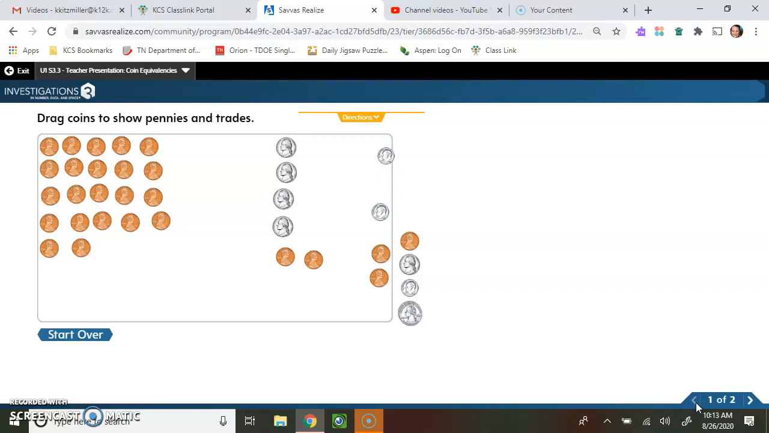And we just saw that 22 pennies is the same as our 4 nickels and 2 pennies. And it's also the same as 2 dimes and 2 pennies. You all are doing a very nice job working on your money skills.